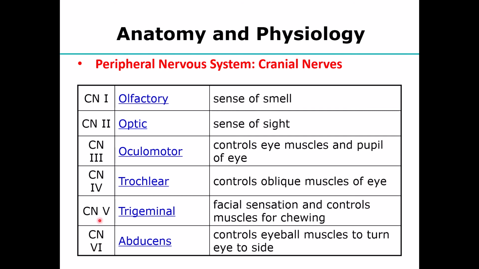Coming back to trigeminal, trigeminal is the thickest cranial nerve. It controls sensory information in the face, but also has chewing muscles. Muscles of mastication are controlled by the trigeminal nerves, and it has three different branches in three different parts of the face.